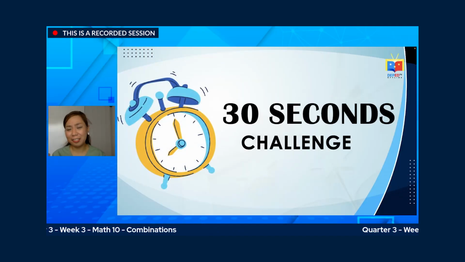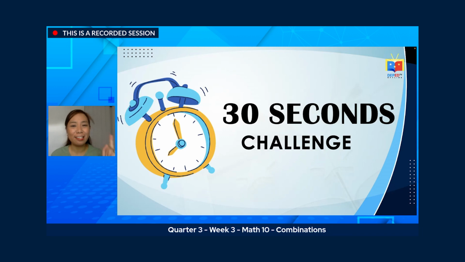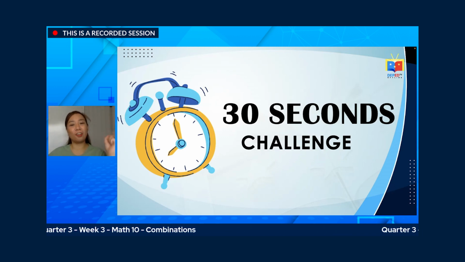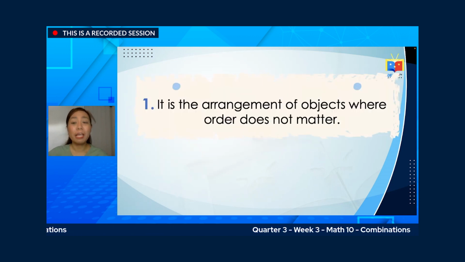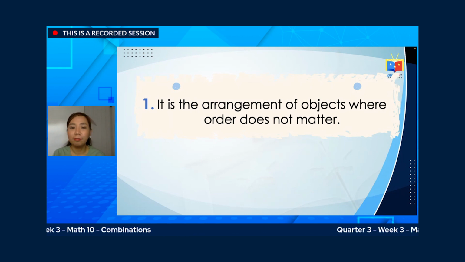And I guess at this time, we are now ready for the 30 seconds challenge. So prepare your paper and pen and let's try to answer the problems. Let's start with the first one. It is the arrangement of objects where order does not matter. Go.